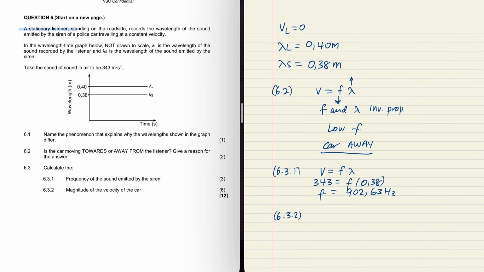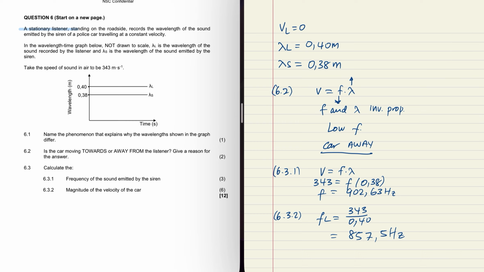Question 6.3.2. Calculate the magnitude of the velocity of the car. Here it's worth 6 marks, so there's probably going to be more than one equation that's going to be used. The first thing I need to do is work out the frequency that the listener hears. So the frequency of the listener is going to be equal to, I'm just going to rearrange this equation from 6.3.1. It's going to equal 343 divided by 0.40, and that's going to equal 857.5 Hertz.